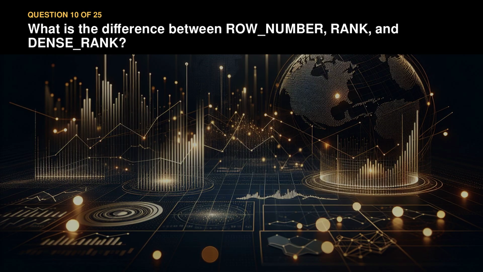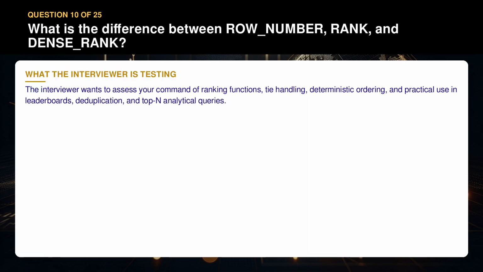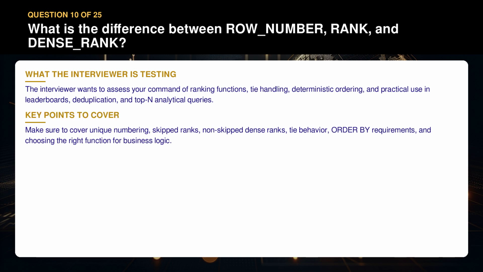Question 10. What is the difference between row number, rank, and dense rank? The interviewer wants to assess your command of ranking functions, tie handling, deterministic ordering, and practical use in leaderboards, deduplication, and top-N analytical queries. Make sure to cover unique numbering, skipped ranks, non-skipped dense ranks, tie behavior, order by requirements, and choosing the right function for business logic.